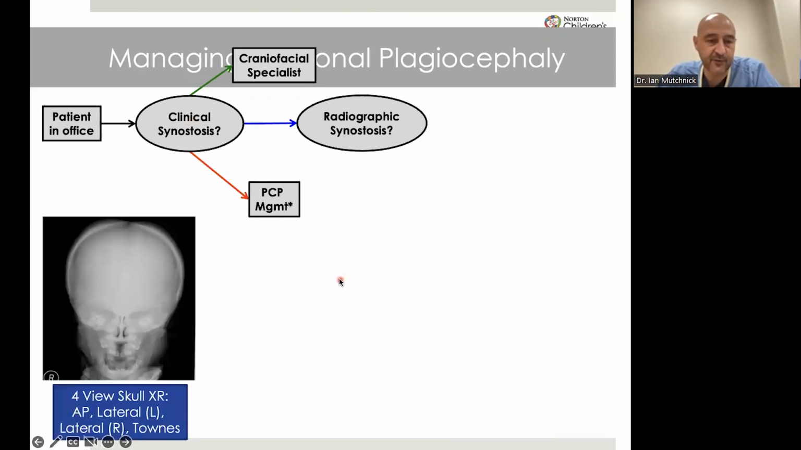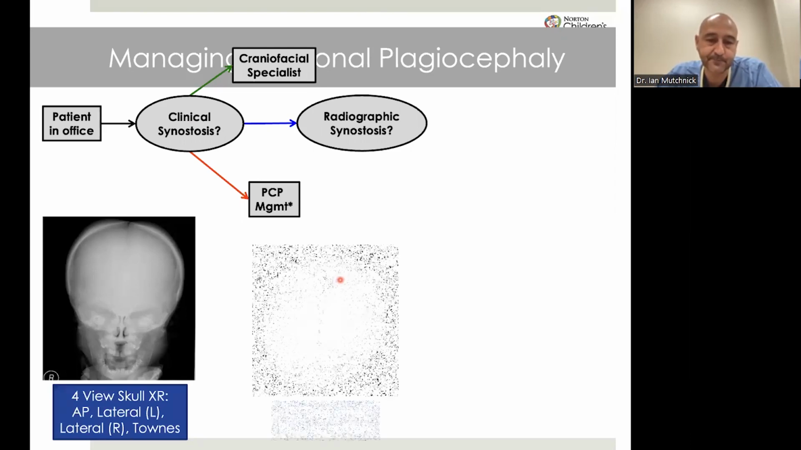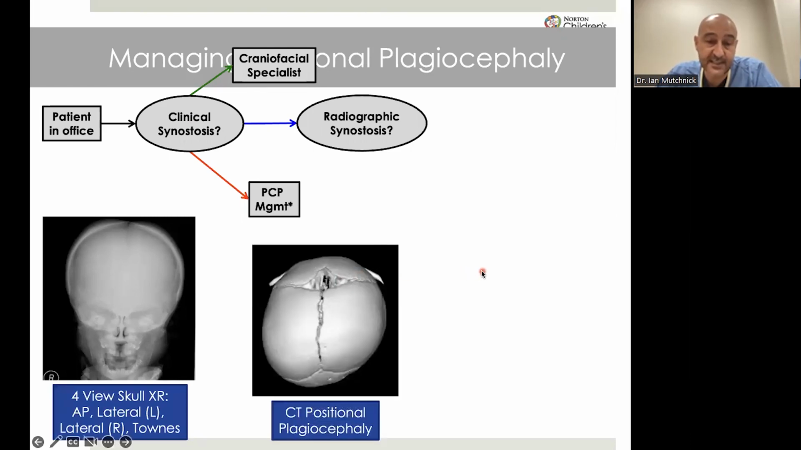So here's a four-view of the X-ray. That's one way to evaluate radiographically. It's a four-view skull X-ray. So it's AP, lateral right, lateral left, which gives us both the left and right coronal sutures, as well as a Towne's view, which allows us to see the lambdoids really well. You can get a CT scan. This is a CT scan of positional plagiocephaly. You can notice that all the sutures are open, but both of these involve a lot of radiation.